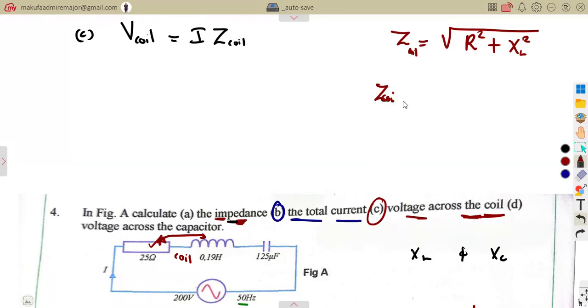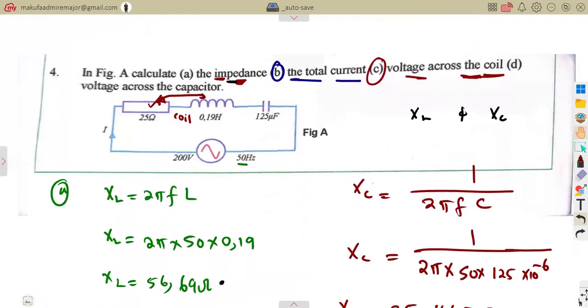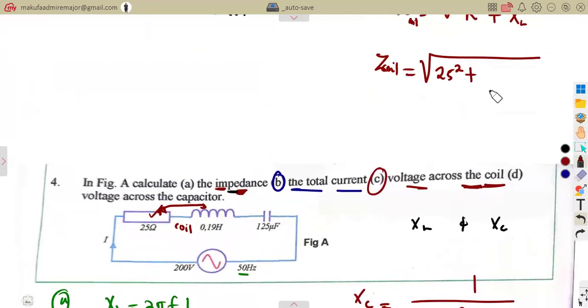So our Z coil in this case is going to be the square root of R squared, the resistance, that is 25 squared, plus XL squared, which from what we calculated was 56.69 squared. That was going to give us our Z coil. When we talk about the impedance, it's just like the resistance. You're saying this is the resistance of this part. It is of the same nature, that impedance that you need. Without the impedance, we cannot have the voltage. So that gives us 64.714 ohms.